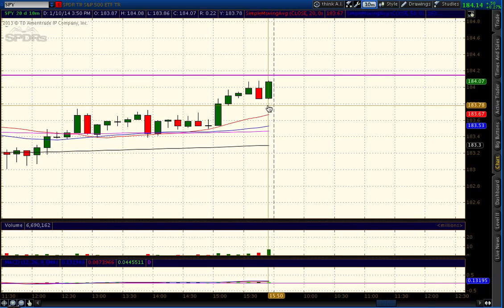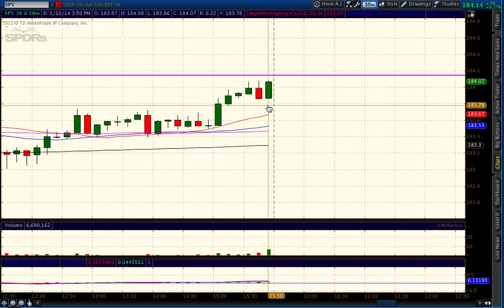And then the other simple moving average is at 20, 183.67. So that's what that means. Simple moving average on close, and I'm on the 20-day. It goes back 20 periods. It's a 20 period moving average. In other words, it takes the last 20 candlesticks and averages them.